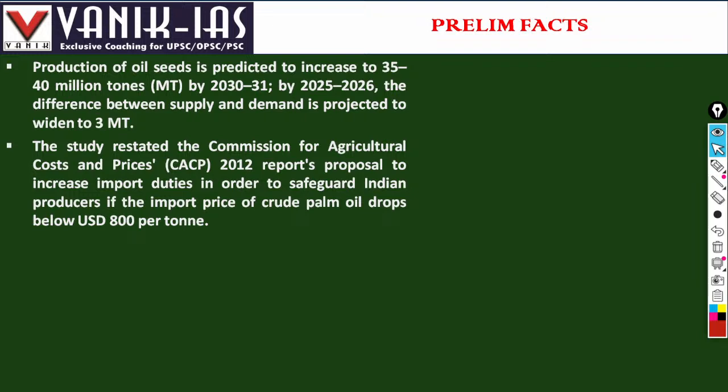The study cited the Commission for Agricultural Costs and Prices 2012 report proposal to increase import duty in order to safeguard Indian producers if the import price of crude palm oil drops below 800 US dollars per ton. If this is the situation, the mismatch will lead to problems. So it is high time to think of either increasing production or controlling imports.